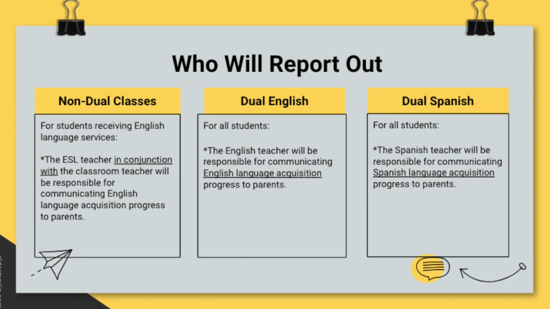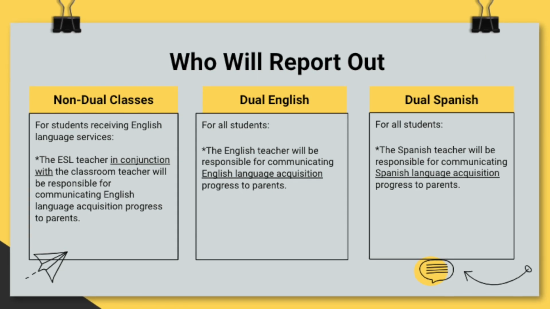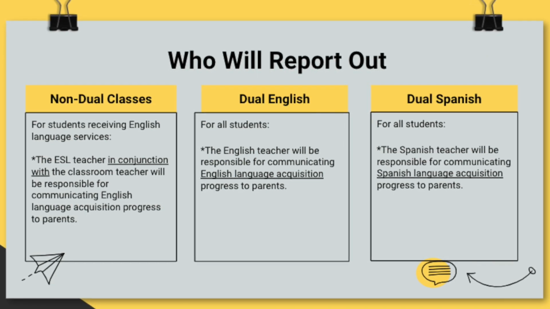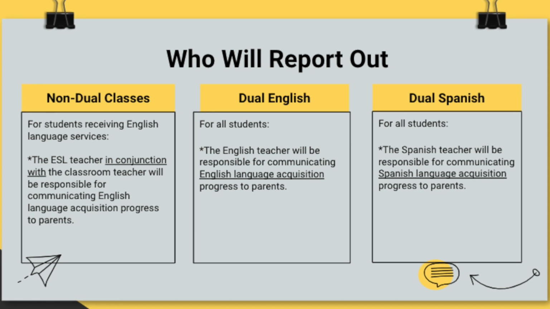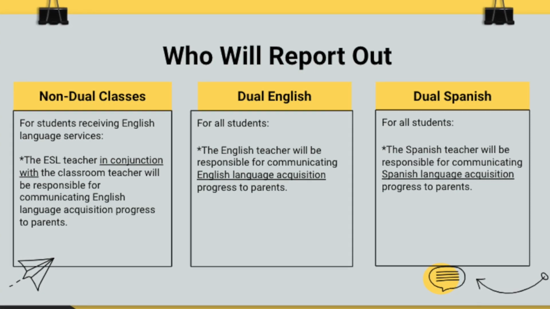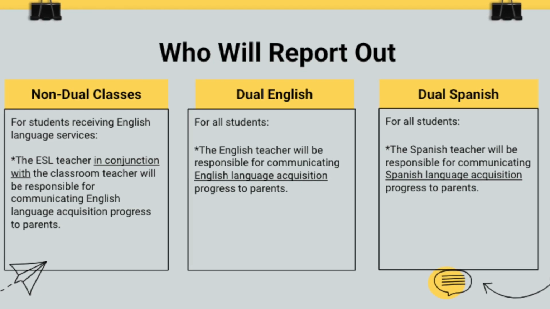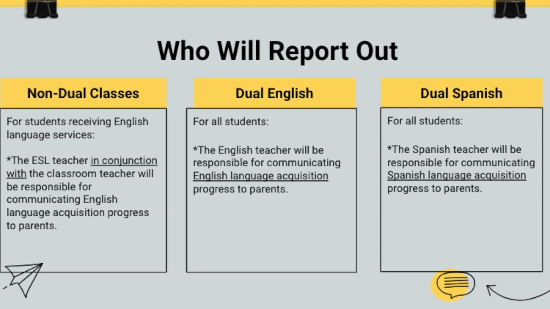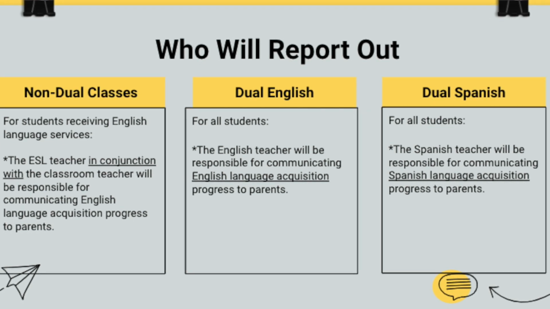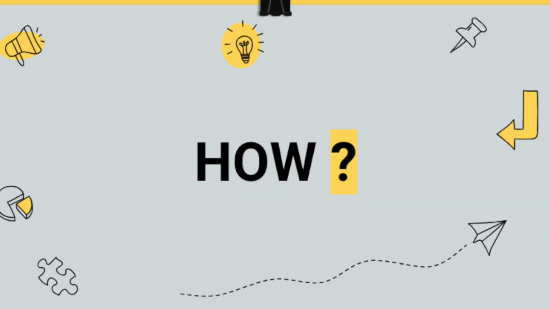For teachers that are non-dual classes that have English language learners in their rooms, the ESL teacher, in conjunction with you, will be completing the form for English language acquisition progress to parents. In dual language English, all of the English teachers will be reporting out on English language acquisition, while their Spanish partner teacher will be communicating and reporting out on Spanish language acquisition.